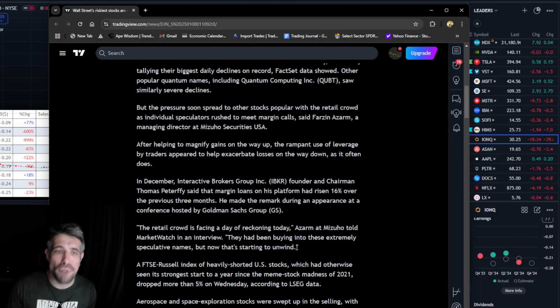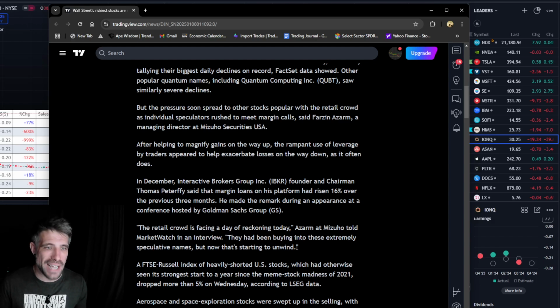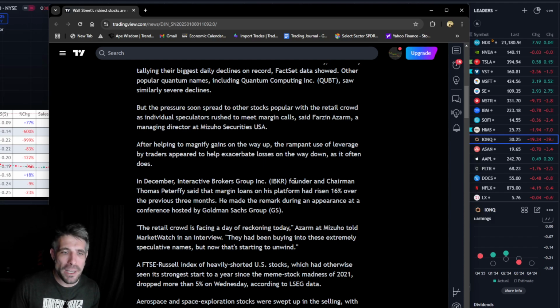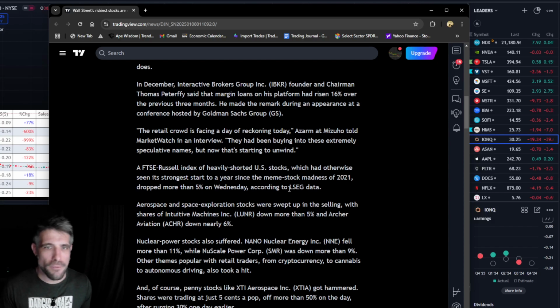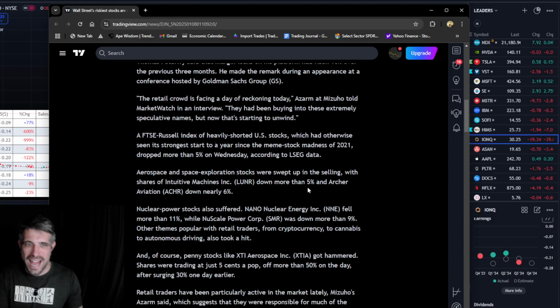The pressure soon spread to other popular retail crowded stocks, like Farzin Azarm, a managing director of Securities of USA. After helping to magnify gains on the way up, the rampant use of leverage by traders appeared to help exacerbate losses on the way down, as it often does. In December, Interactive Brokers Group, or IBKR, founder and Chairman Thomas said that the margin loans on his platform had risen 16% over the past 3 months. I'm sorry, more than the previous 3 months. He made remarks during an appearance at the conference hosted by Goldman Sachs.